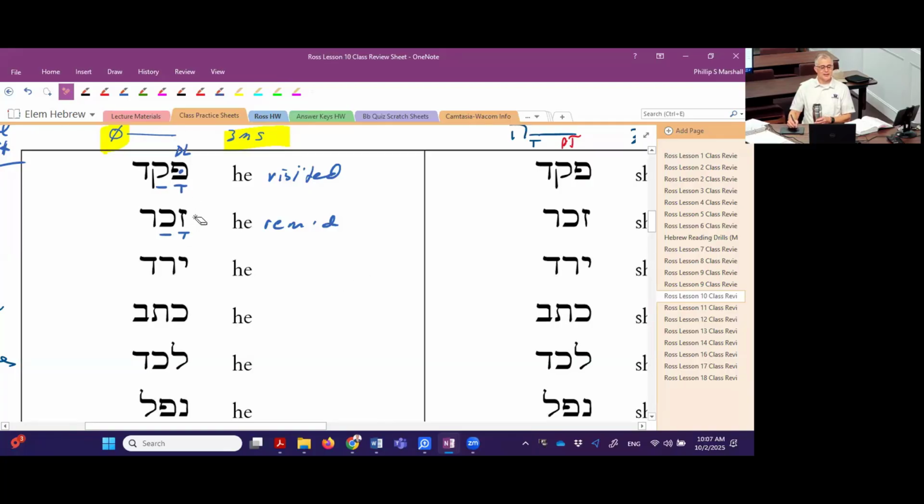Now, what about the Zayin? Pei got a Dagesh Lene. Should I put a Dagesh Lene in the Zayin of Zakhar? No, because Zayin is not a begadkefat letter. Don't forget that. So you've got to watch for this.